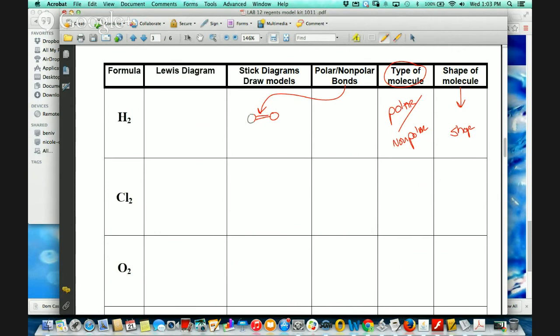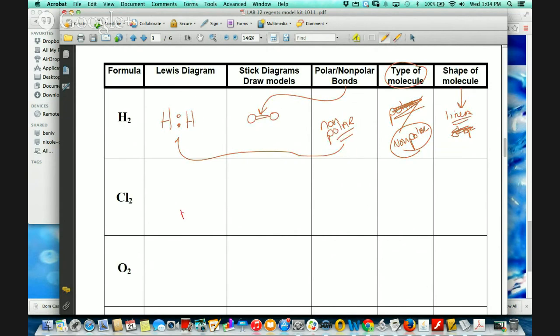Okay, so Lewis dot diagrams, I'll do that for you. This is going to be a nonpolar bond, right? Because it's the same atoms bonded to the same atoms. This molecule is clearly going to be nonpolar. And the shape, of course, is linear. And you're going to do that for all of them.